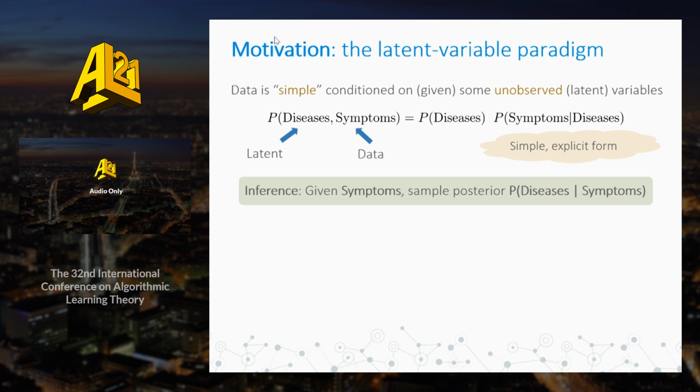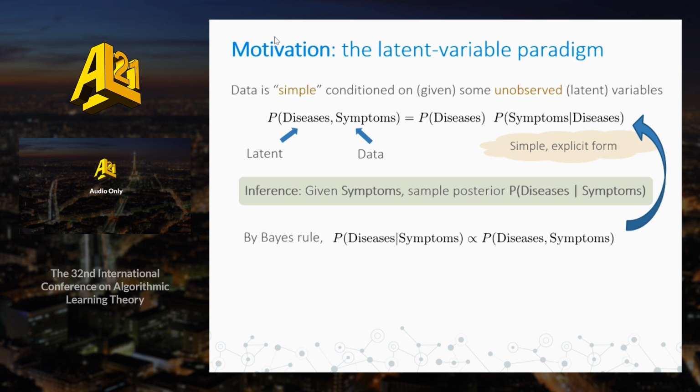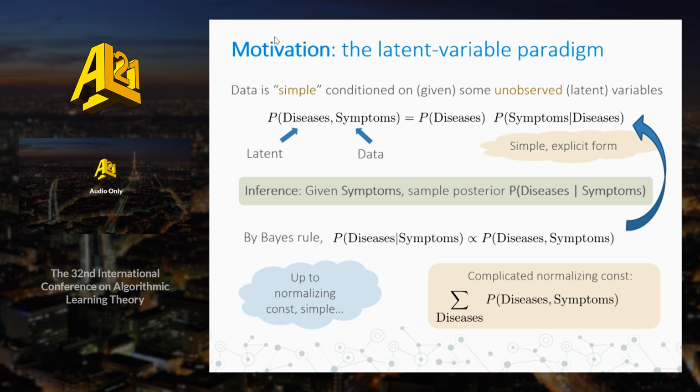The task of inference then is the following. We're given a patient exhibiting some symptoms. We want to sample the posterior distribution over the diseases given these symptoms. Where the difficulty here lies is that we know that by Bayes' rule, this posterior probability is proportional to the joint probability of the diseases and the symptoms, which has some simple and explicit form, albeit there's some normalizing constant here, which unfortunately involves marginalizing over the possible combination of diseases that a patient can have, which makes the problem hard.